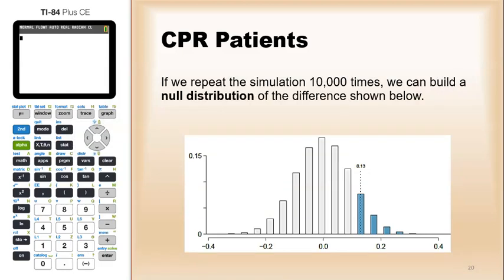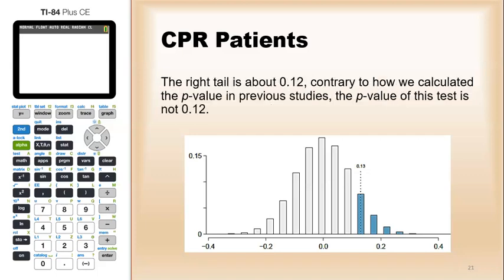So here's one from the book. They repeated the simulation 10,000 times, and this is what they got. Again, you notice right now we start off with one tail. The right tail is about 0.12. And so contrary to how we calculated the p-value in previous studies, that's not the p-value, because technically we're looking at a two-tailed test. And one way with Rossmann Chance is to actually count the simulations.